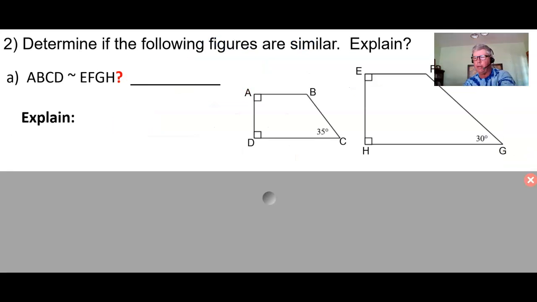All right. So determine if the following figures are similar. Explain. Are they similar? Well, right away, I want to make sure all the angles are the same. That looks good. That looks good. That looks good. That looks good. Whoa, whoa, whoa. Don't fall for it. They kind of look the same, but they definitely are not because all the angles have to be the same.